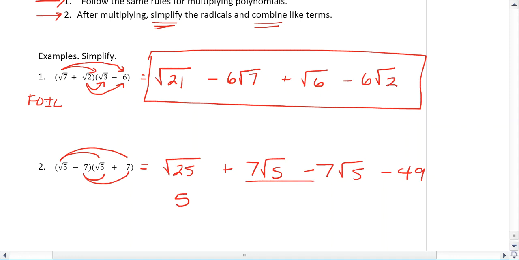And look what happens here. A positive and a negative add to 0. So I'm left with 5 minus 49. And that leaves me with negative 44. So all that foiling just came down to a single answer, and all this foiling gave us a 4-part answer, and we can get anything in between.